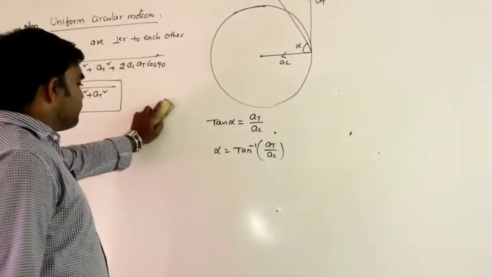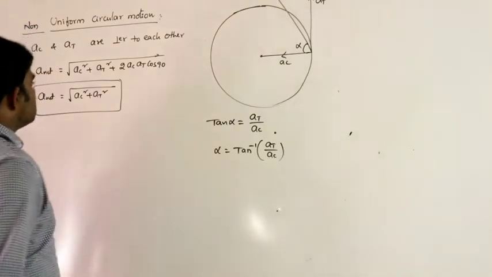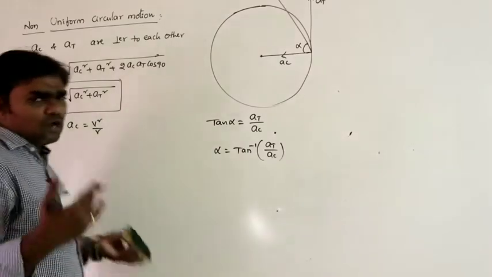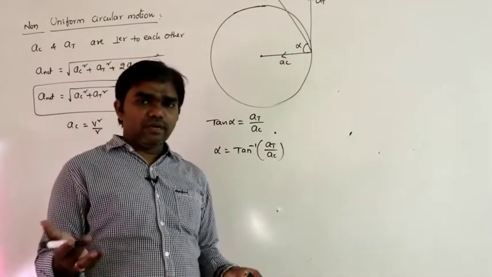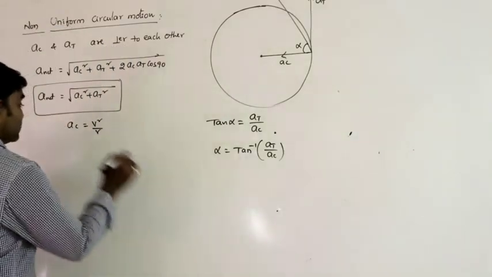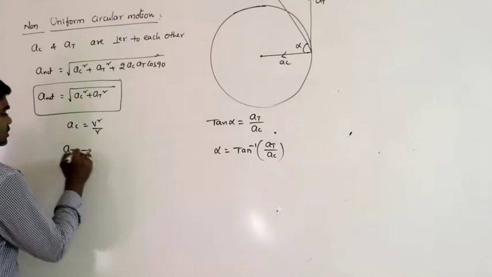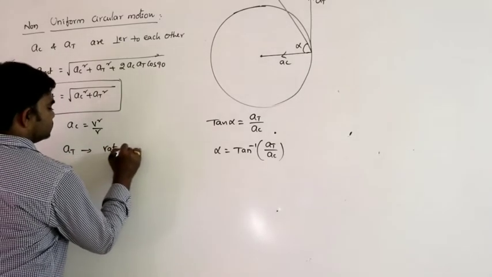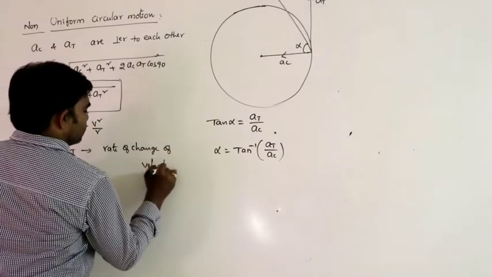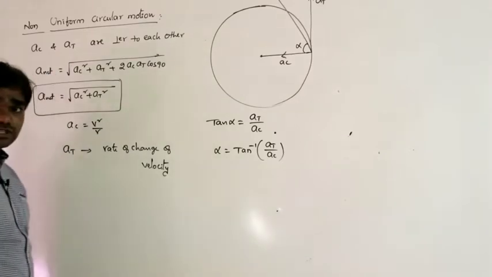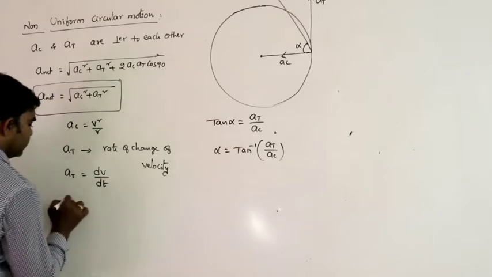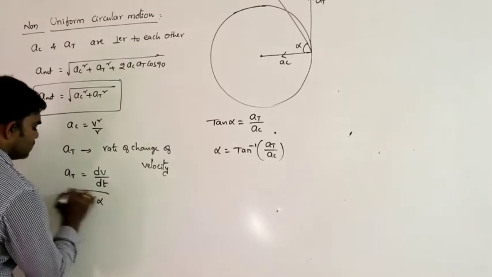So here, what is the value of tangential acceleration? We know that AC is equal to V square by R. We can also write it as R omega square or V omega, anything we can write. We know the value of centripetal acceleration. Then what is the value of tangential acceleration? Tangential acceleration exists due to the rate of change of velocity. So tangential acceleration can be written simply as dV by dt, or as R alpha.